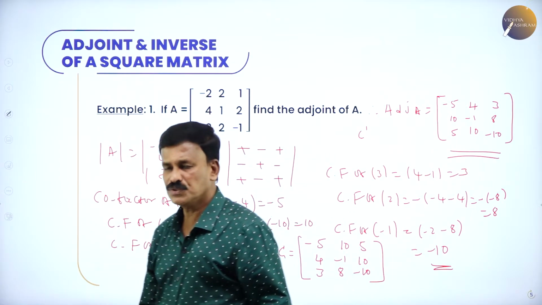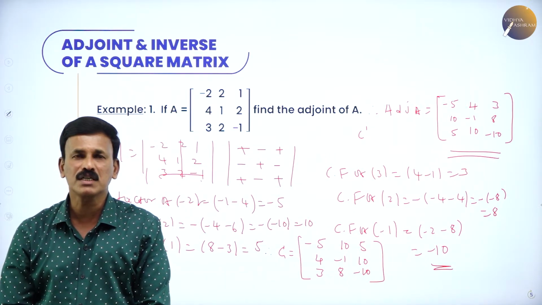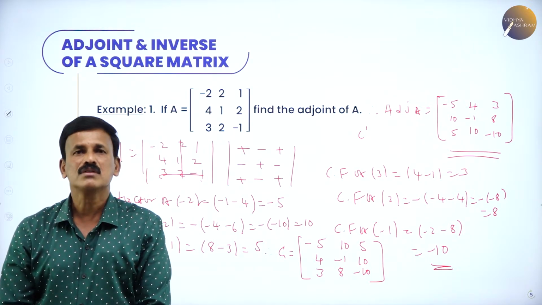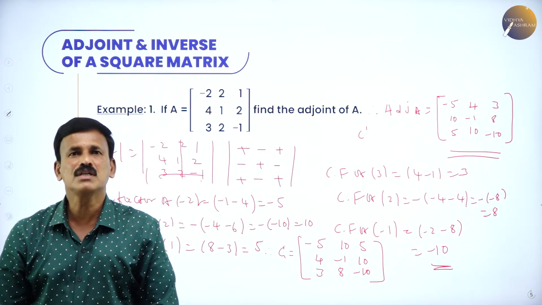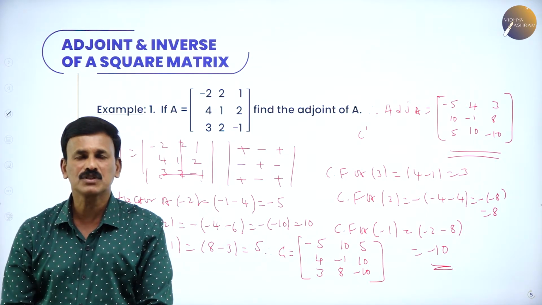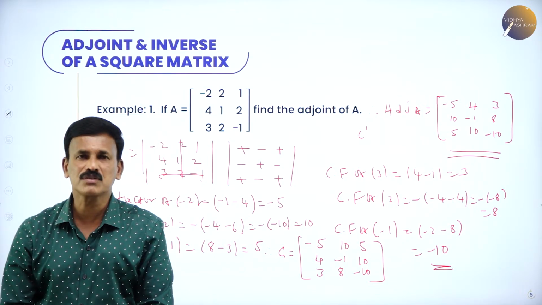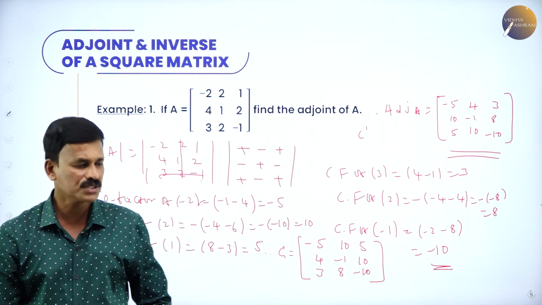So you find out the adjoint, and after finding the adjoint, if you multiply by a constant, then it will give the solution for the matrix method that we will see. So this is a 5 marks question. Definitely we will expect one question from this adjoint.